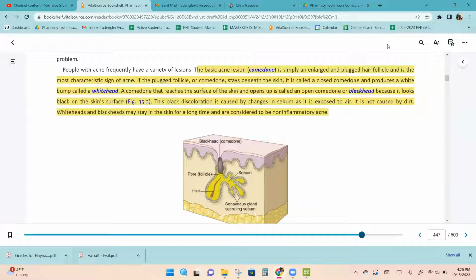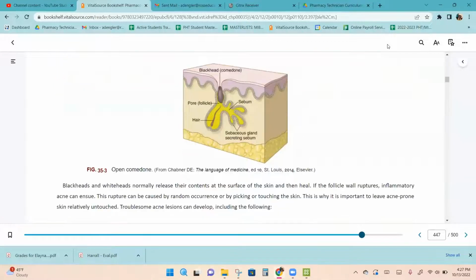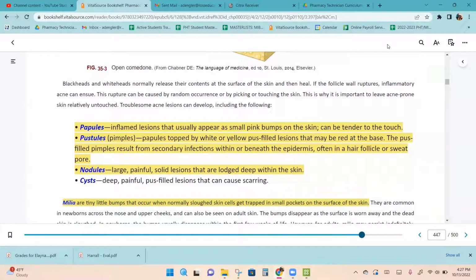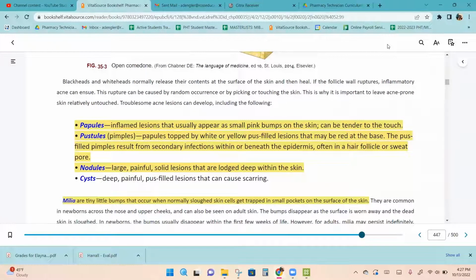A comedone that reaches the surface of the skin and opens up is called an open comedone or blackhead because it looks black on the skin's surface. The black discoloration is caused by changes in sebum as it is exposed to air. It is not caused by dirt. Whiteheads and blackheads may stay in the skin for a long time and are considered to be non-inflammatory acne. Blackheads and whiteheads normally release their contents at the surface of the skin and then heal.